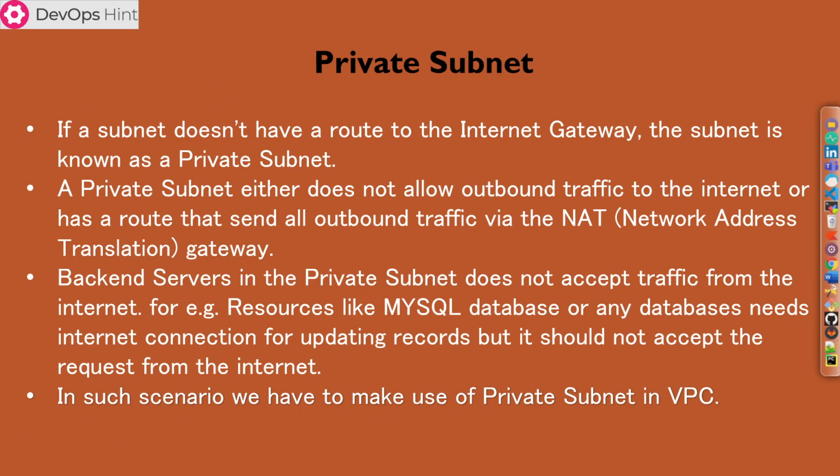So let's see what is private subnet. If a subnet does not have a route to the internet gateway, the subnet is known as private subnet. So it is a simple definition for the private subnet. So private subnet either does not allow outbound traffic to the internet or has a route that sends all outbound traffic via the NAT gateway. So basically private subnet does not have internet access. If we want to provide internet access to the private subnet, we have to add a NAT gateway.